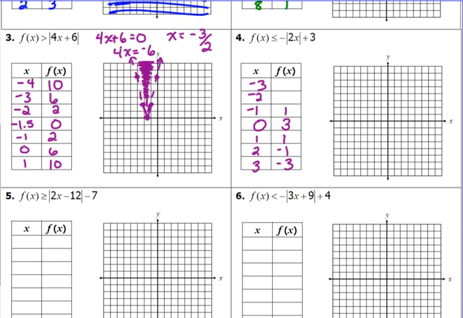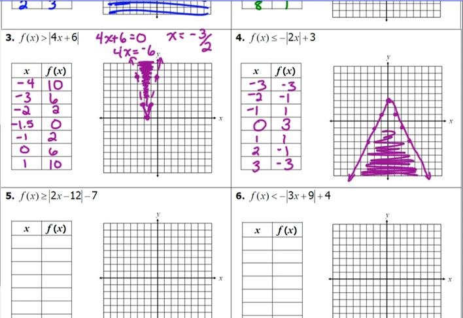It is symmetric, so I'm going to use those values over here. 0, 3, 1, 1, 2, negative 1, 3, negative 3. Okay, this one is less than or equal to, so we can use our solid line. It is less than, so we are shading below.